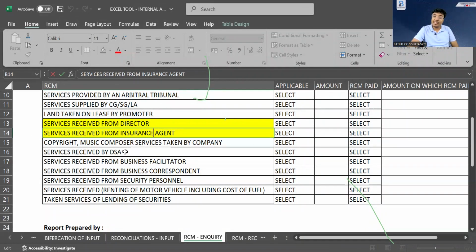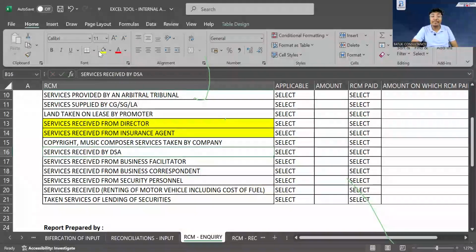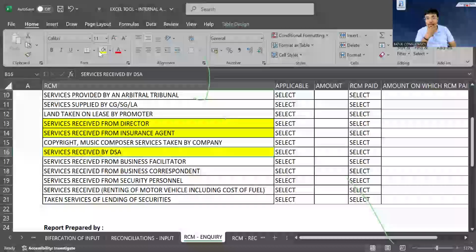The services received by the DSA. DSA means direct selling agent. We know multiple banks are going to appoint direct selling agents to make the sales of their products, or to provide services to the customers, they are supposed to appoint multiple DSAs. And the bank is going to pay a certain amount of commission to the DSA. Yes, RCM is applicable on that specific amount.